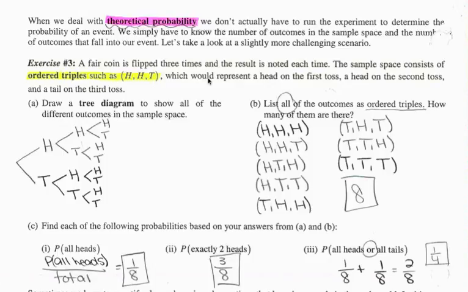So what that means is that we'd have a heads on the first toss, a head on the second toss, and then followed by a tail on the third toss. That's heads, heads, tails. So we're asked to draw a tree diagram to show all of the different outcomes in the sample space. So this is where we begin, this point right here. In some cases we put the word start to remind ourselves that we're starting right here.